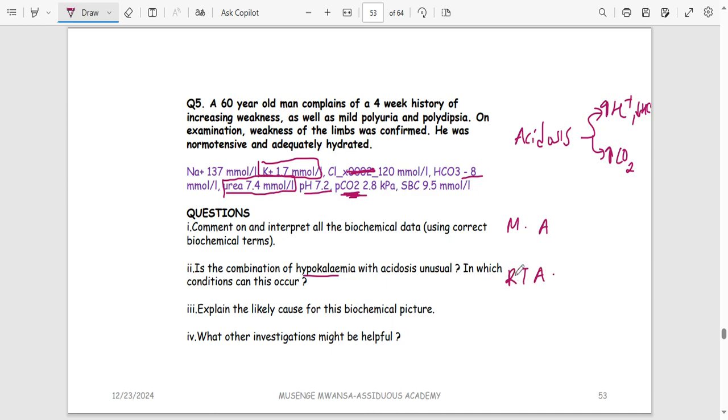Number 3, explain the likely cause of this biochemical picture. So we have said this is metabolic acidosis, but we have got hypokalemia. So meaning that this is renal tubular acidosis. What other investigations might be helpful?